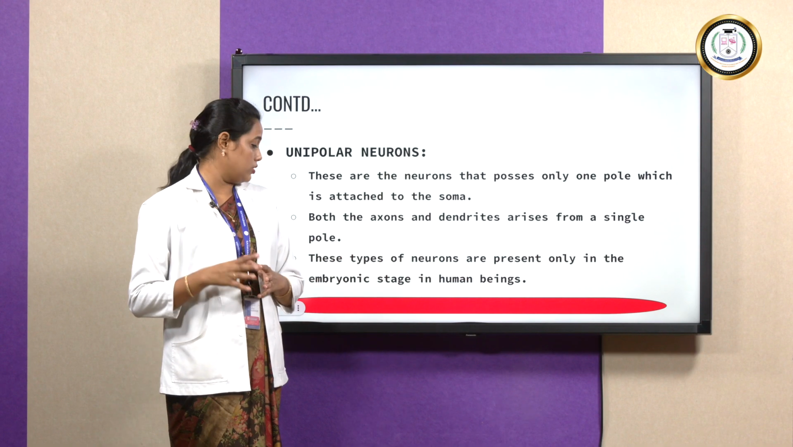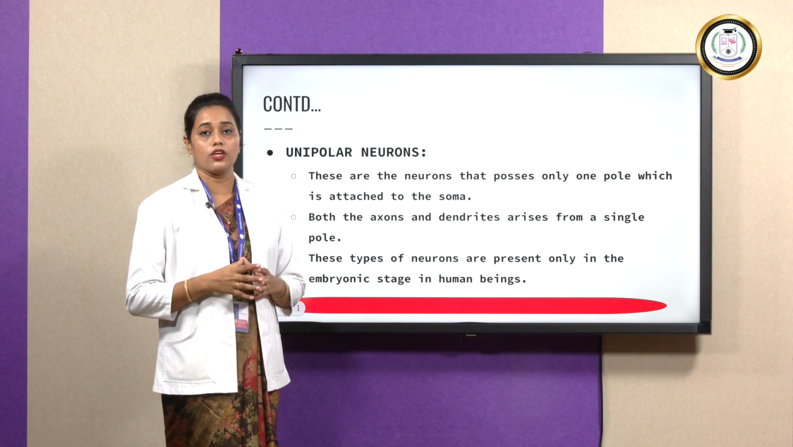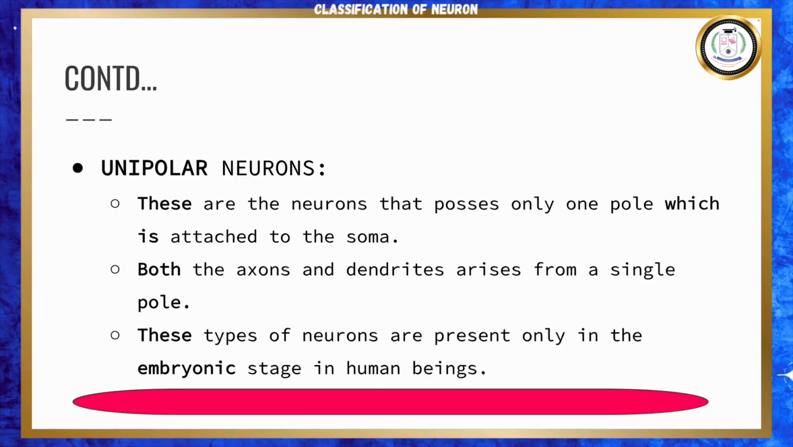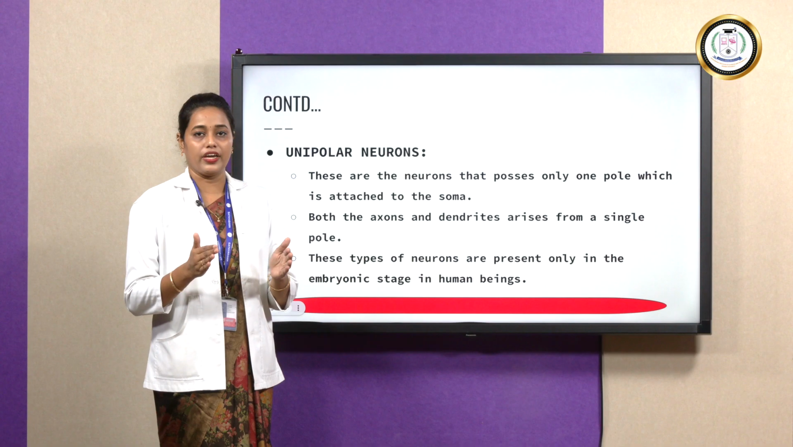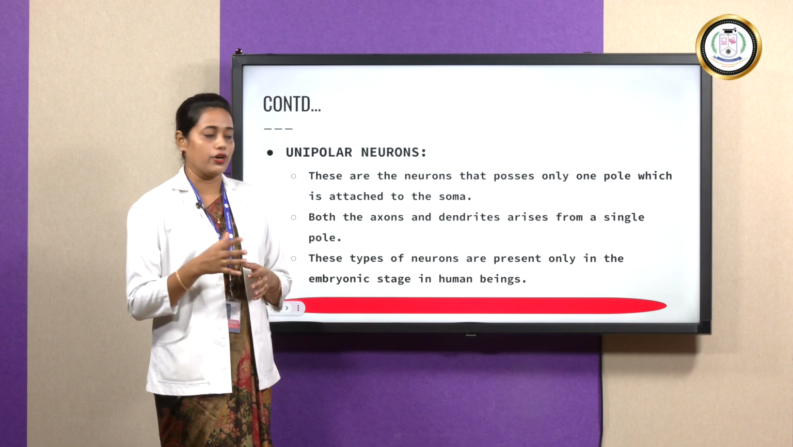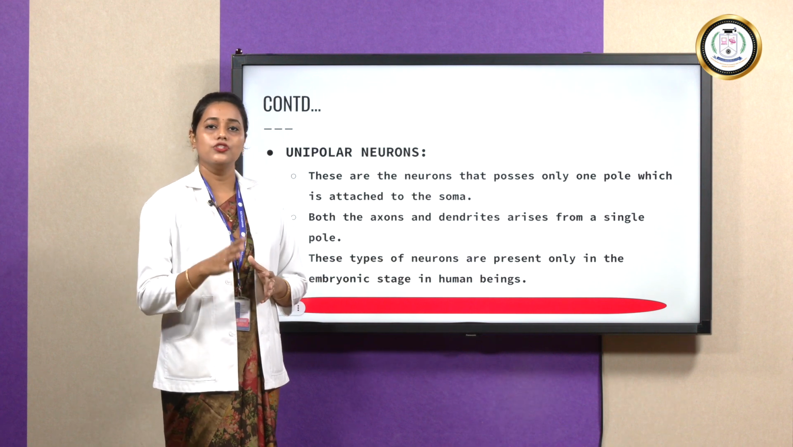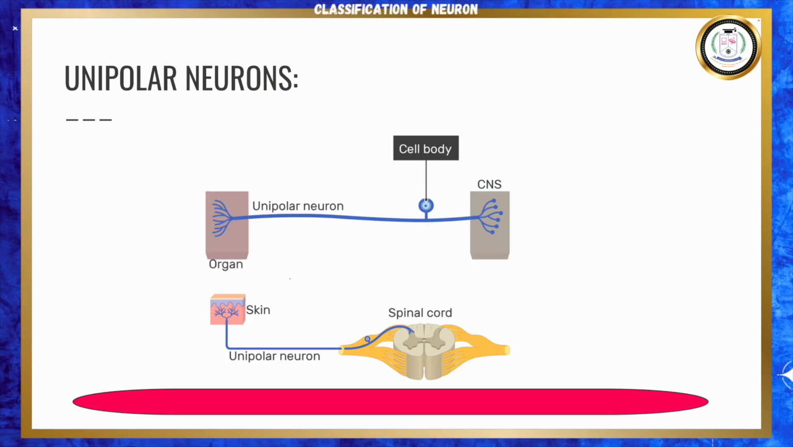These types of neurons are present in the embryonic stage of human beings. So, what is the embryonic stage? The embryonic stage starts from the second week of pregnancy till the 8th week of pregnancy. That phase of development is the embryonic stage. So, these types of neurons will be present only during the embryonic stage. Here you have a picture representation of the unipolar neurons. Here you can see the cell body.